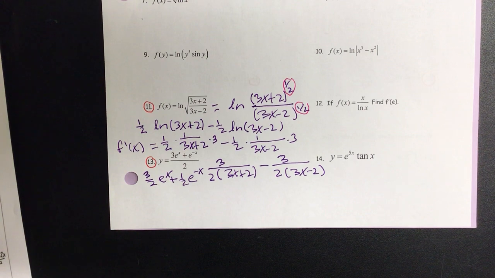Now, if I give you e to the anything, it's really simple. The derivative and the antiderivative is itself times the derivative of the power.